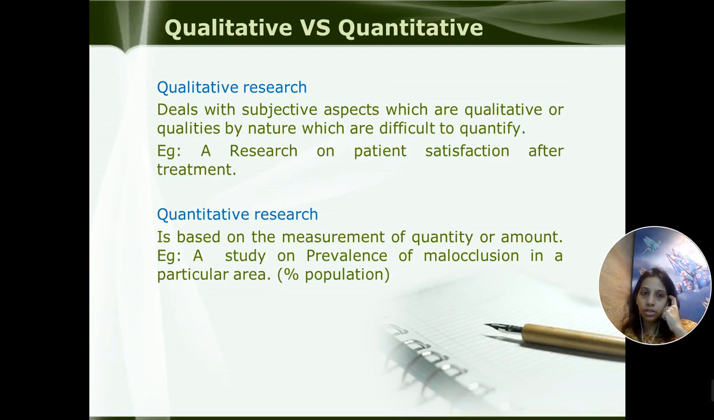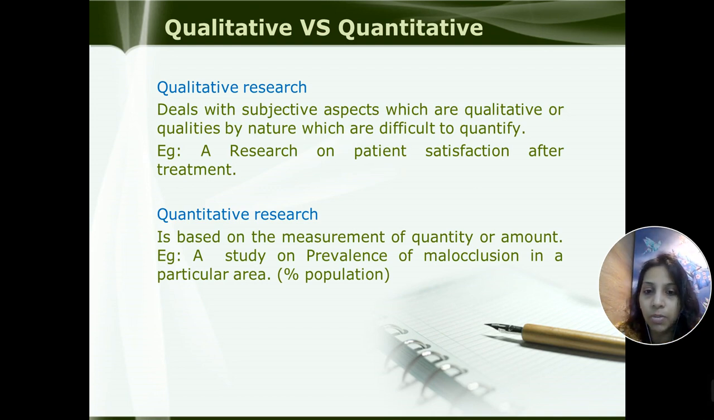Next is qualitative research. Anything which cannot be quantified, which cannot be given in numbers or numerical values, is your qualitative research. So it deals with the subjective aspects which are qualitative in nature and which are difficult to quantify, like research on patient satisfaction after treatment. You cannot give a particular number to it, you cannot quantify it. It will be like, say, high, moderate or low kind of thing. So it can be a scale kind of thing, but it will not be a definite numerical value.